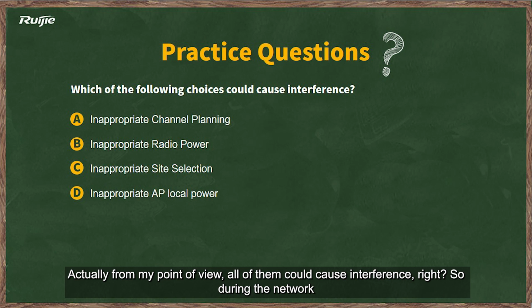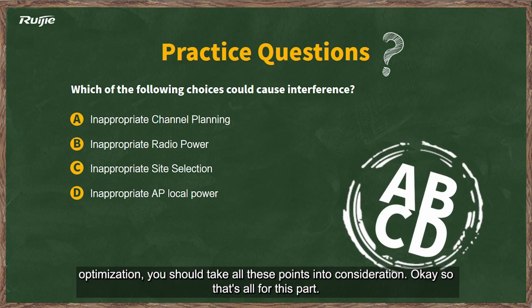Actually, from my point of view, all of them could cause interference. So during network optimization, you should take all these points into consideration. Okay, so that's all for this part.